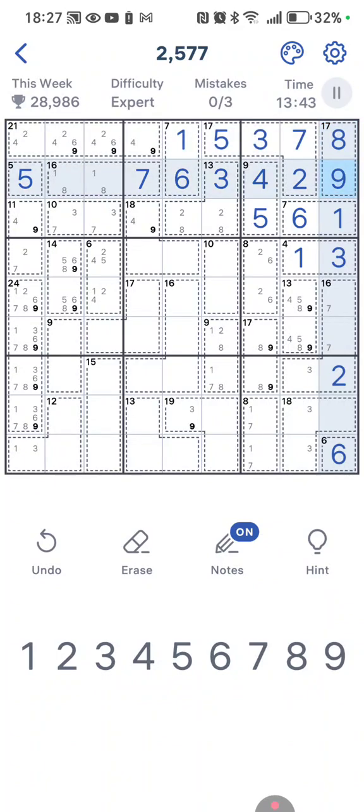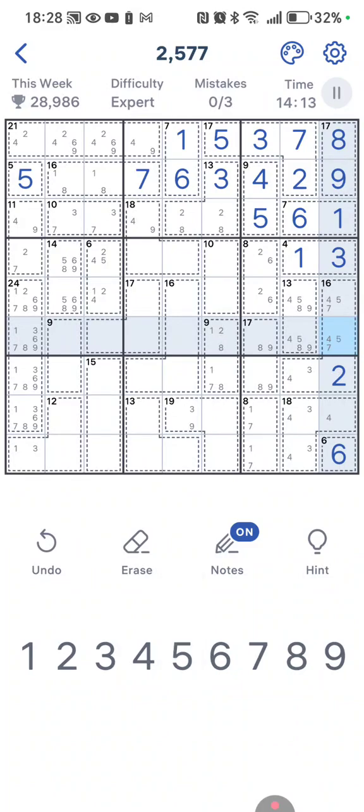And then 9. Okay, let's try and fill this out. So 1, 1, 2, 3, 4. So it could be 4 here. 4, 4, 4. If that has to be 7, let's put 4 there as well.